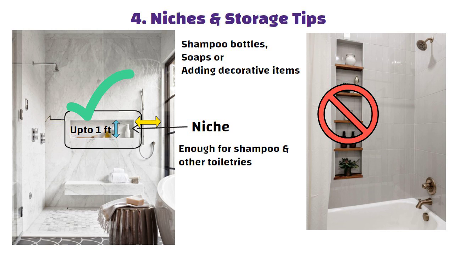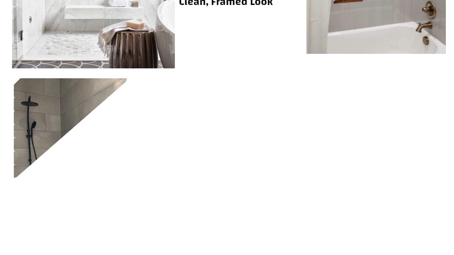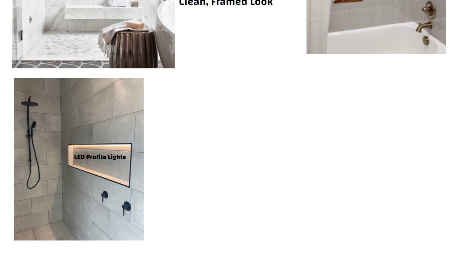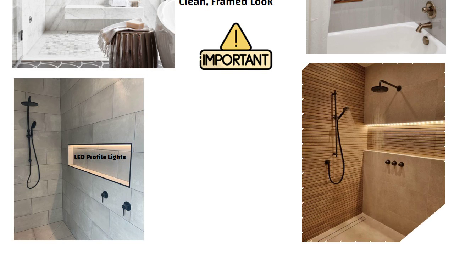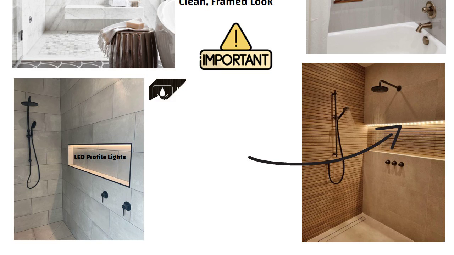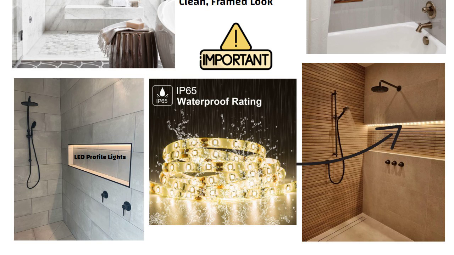Leave 6 inches of space from both ends of the wall to give the niche a neat framed look. Add LED profile lights for a premium finish. Important: if it is in a wet area like a shower, only use IP65 waterproof LED lights.